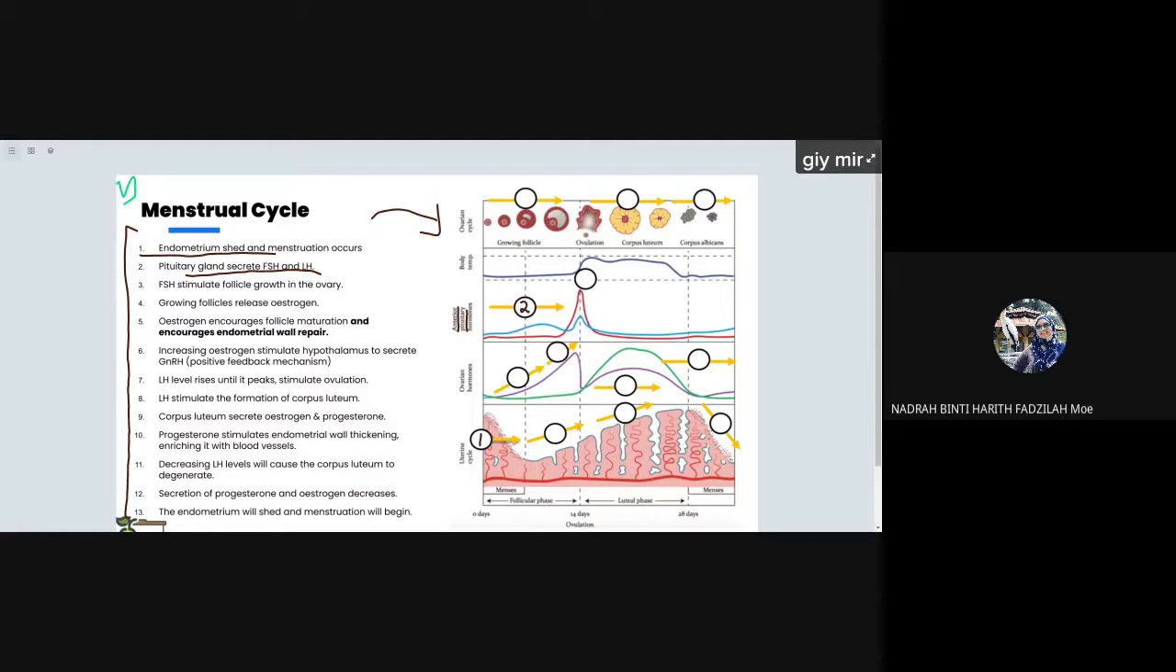So bila kita tengok dekat sini, mana satu FSH, mana satu LH. Yang biru ni adalah FSH, manakala yang merah ni adalah LH. Nama pun follicle stimulating hormone kan, the name itself is stimulating the development of follicle. Therefore, as we can see, the concentration of FSH increases, the size of follicle pun increases. So FSH stimulates follicle growth. Yang atas tu ialah nombor 3.